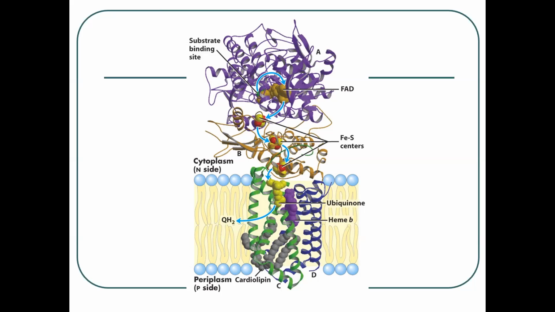So competitive inhibitors like malonate, or even to a lesser degree oxaloacetate, are competitive inhibitors of complex 2. There are also other drugs that inhibit the transfer of electrons from the flavin to ubiquinone. Carboxin is one of these, C-A-R-B-O-X-I-N.